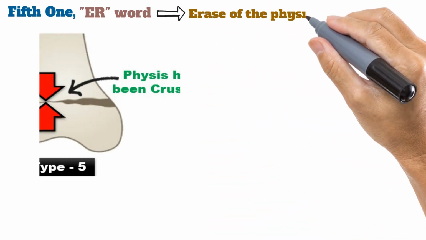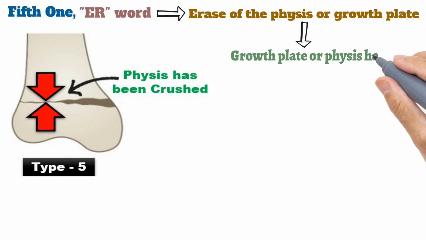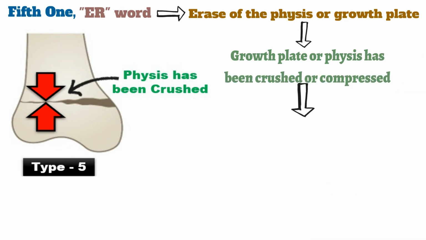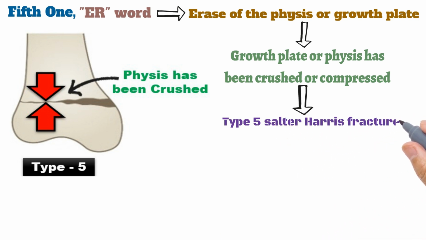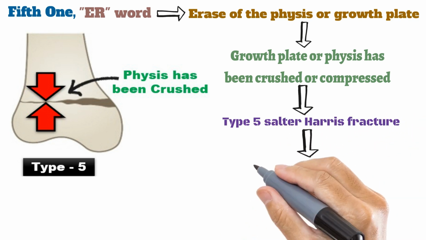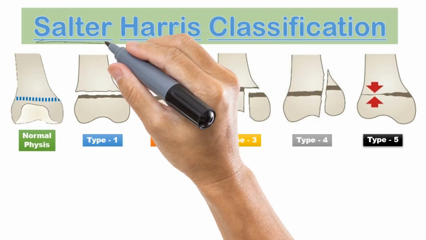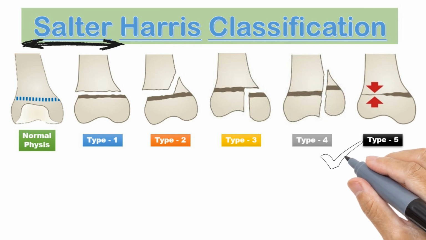The fifth one is the ER word, meaning erase of physis or growth plate, meaning the growth plate or physis has been crushed or compressed. Exactly that you can see on the picture. And this type of fracture is known as type 5 Salter-Harris fracture, which involves a crushing injury to the growth plate or physis. So you just have to remember this word Salter to understand all the types of Salter-Harris fracture classification.